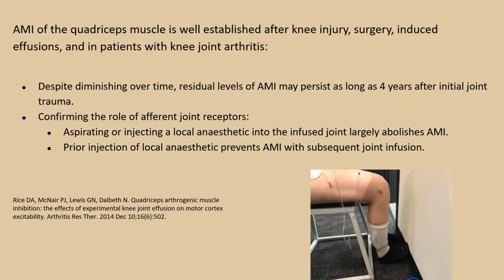AMI was first discovered and is best known in the quads relative to knee joint injury, effusion, infusion, and osteoarthritis. I'd say at least three-quarters of the research out there relates to the knee and the quads. An example would be this particular study, where they confirmed the role of the joint afferents by aspirating effused knees, which stopped the AMI, or injected a local anesthetic into a knee and then infused it, and it prevented the AMI.